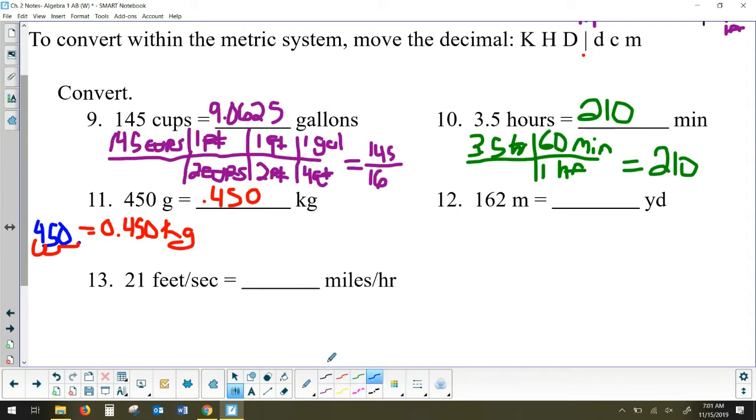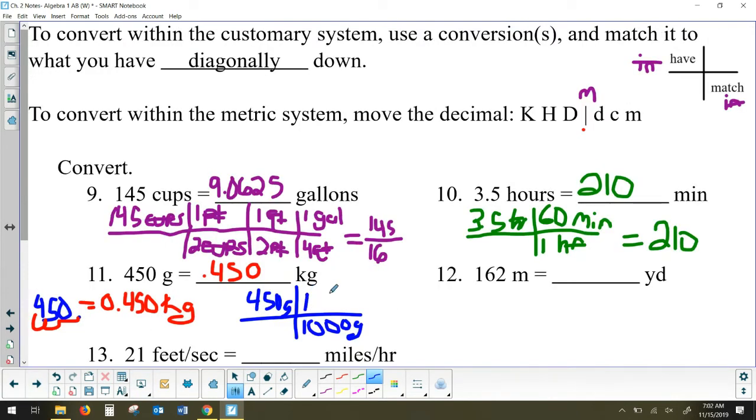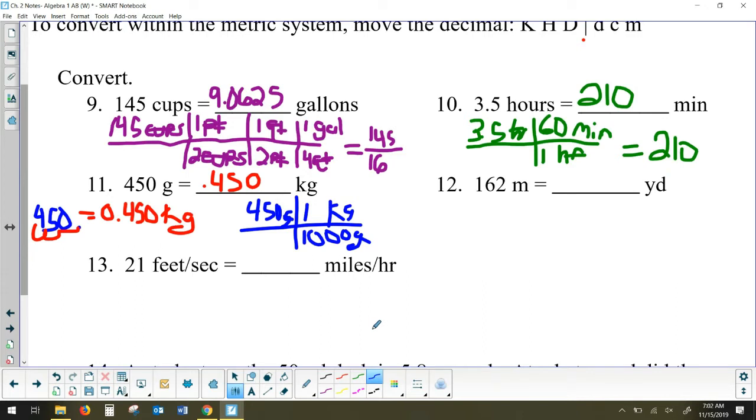Or, if you prefer it this way, this is totally up to you. You say I have 450 grams. I like my table. And I know that there's 1,000 grams. You can look back and you can see that right here. There is 1 kilogram, 1,000 grams. And 1 kilogram. And either way, you end up with 0.45 kilograms in 450 grams. They're all the same. You choose.